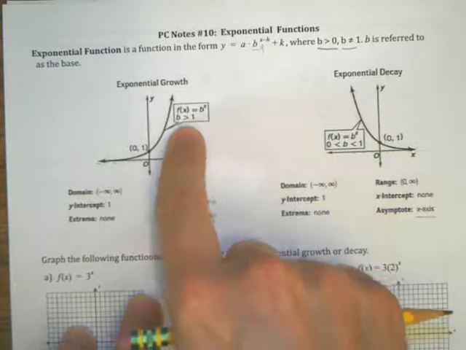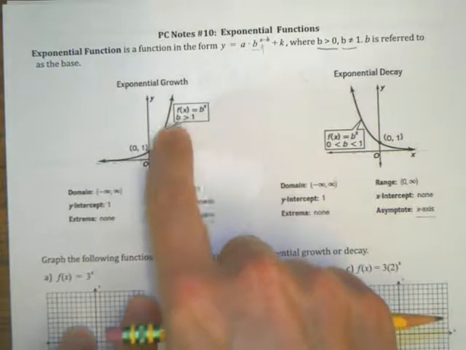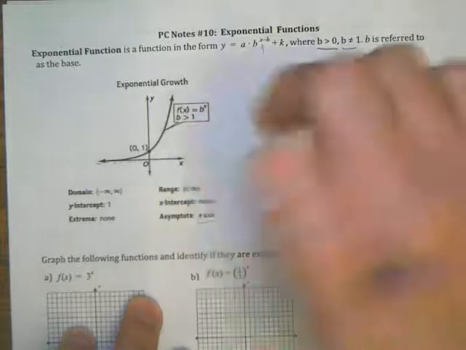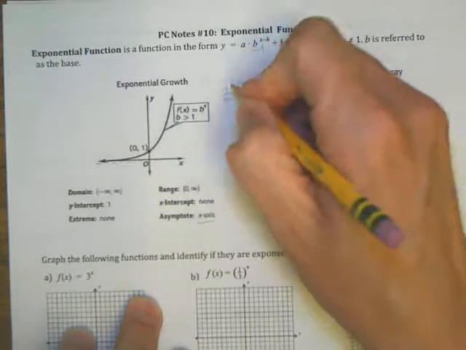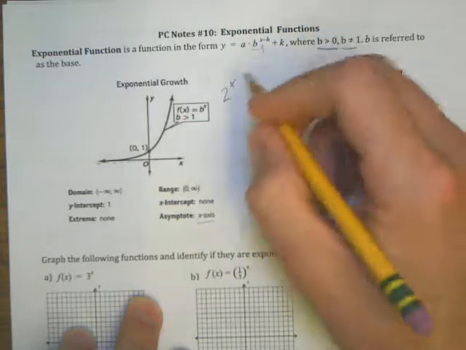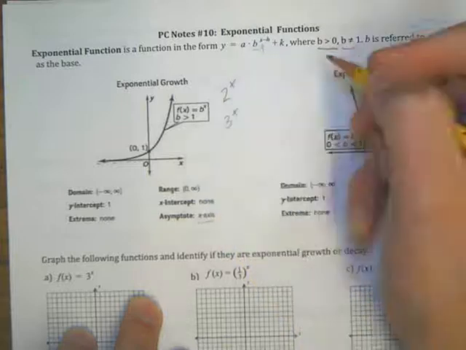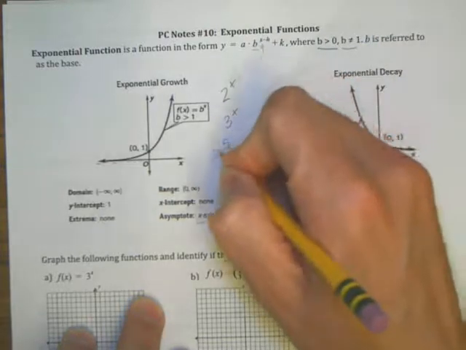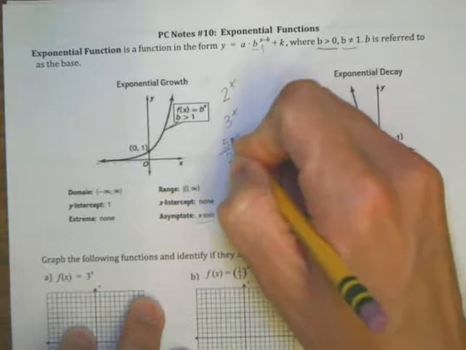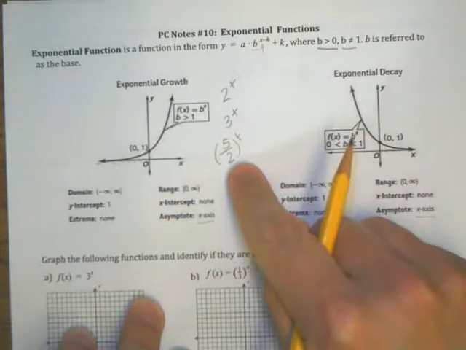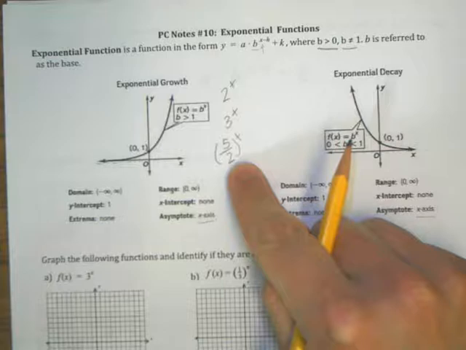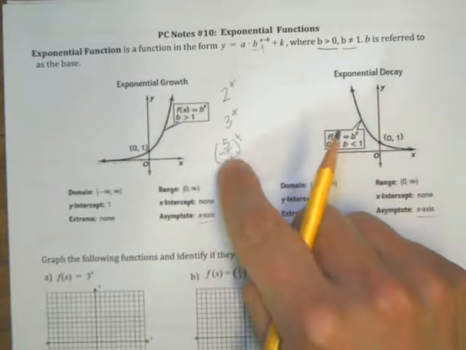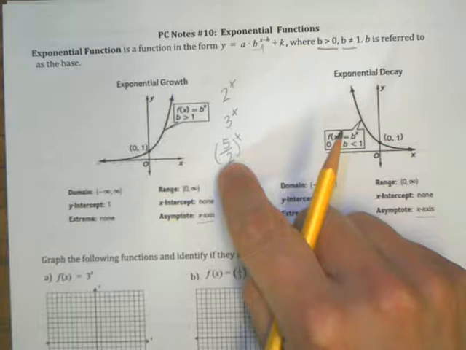Exponential growth happens when the base of your function b is bigger than 1. For example, if I had 2 to the x, that's going to grow. If I had 3 to the x, that's going to grow. Even if I had a fraction, 5 over 2 to the x, probably use parentheses on that so we don't get confused if it's just the 5 to the x or what it is, but this whole base is bigger than 1 to the x.